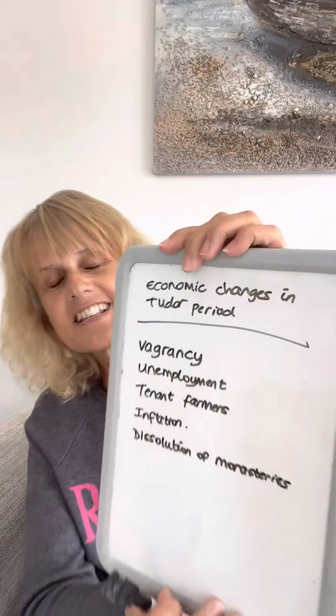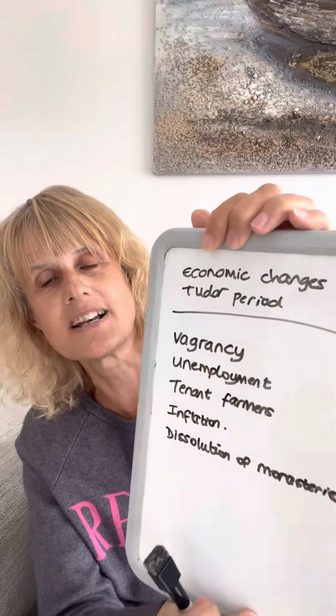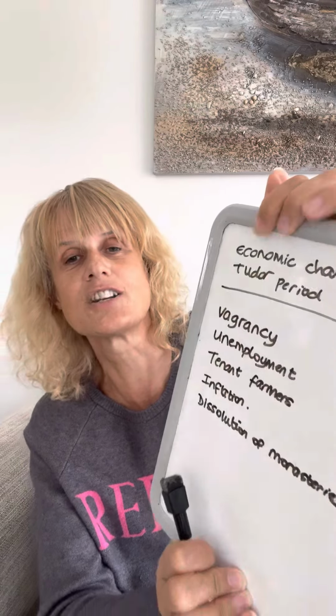The next ones on the list are inflation and dissolution of the monasteries. So what I would do for this is, when David Tennant puts his money into the pot, it suddenly inflates like a big balloon and floats into the sky, because that brings in inflation. And I've got a monk coming along then with his gun and shooting the balloon, and it just bursting into pieces. That's the dissolution of the monasteries, excuse me. So there's the list: vagrancy, unemployment, tenant farmers, inflation, dissolution of monasteries.